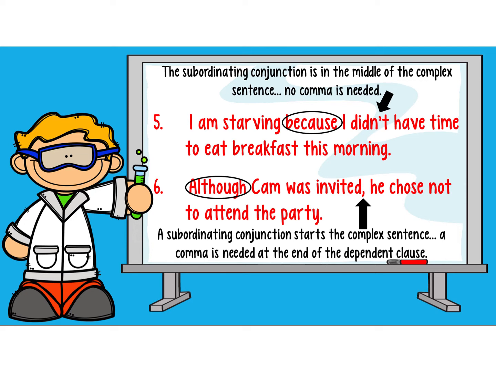Number six, although Cam was invited, he chose not to attend the party. That has your subordinating conjunction coming at the beginning. "Although" is your subordinating conjunction. When it comes at the beginning, you will have to put a comma after your dependent clause. A subordinating conjunction starts the complex sentence. A comma is needed at the end of the dependent clause.